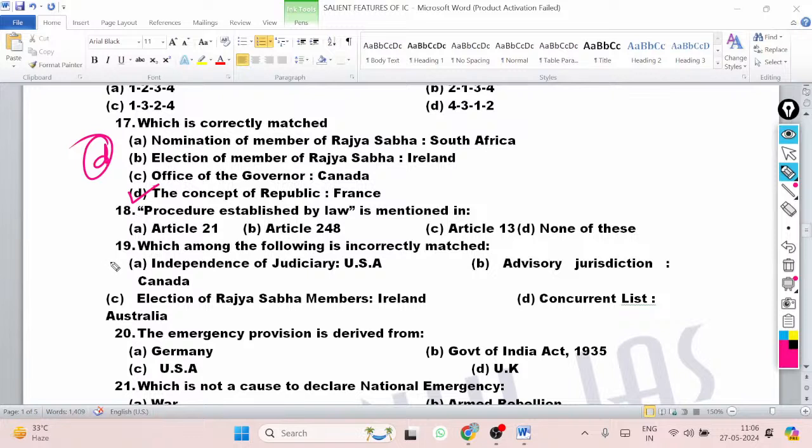So procedure established by law is mentioned in Article 21 only. What does Article 21 say? Article 21 says that no person shall be deprived of his or her life and personal liberty except by procedure established by law. So this is the principle on which judicial review is carried on by the courts. So procedure established by law is the basis of judicial review in India.